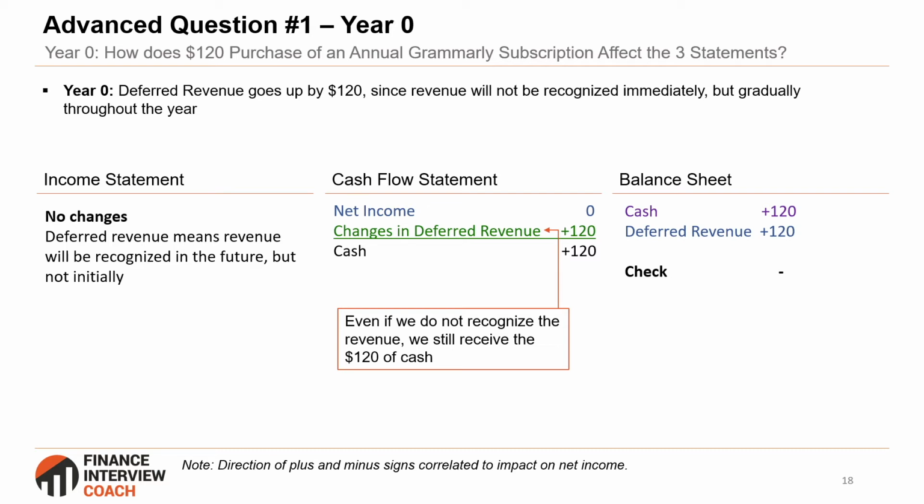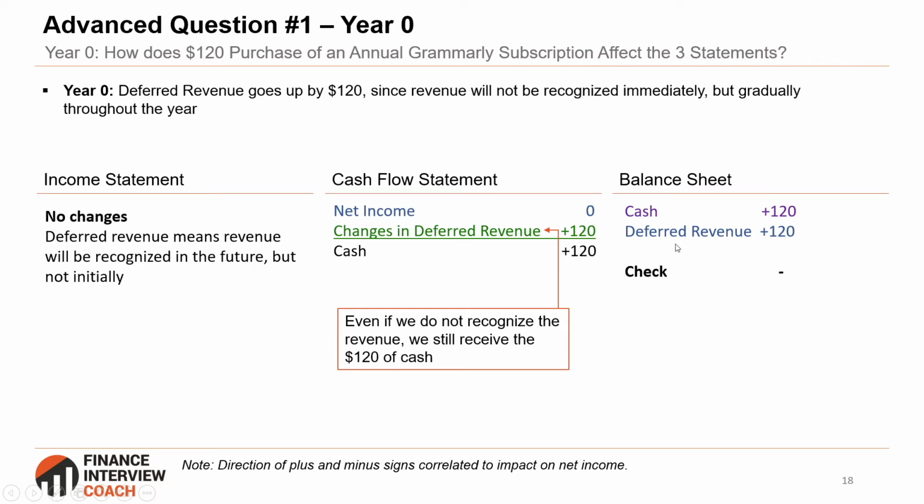We do receive that cash, and we'll call it changes in deferred revenue, and you'll see why in a second. So we have the 120 of cash here, as you can see, coming in. And then in the balance sheet, we start with cash up 120. Notice that deferred revenue is also up 120.